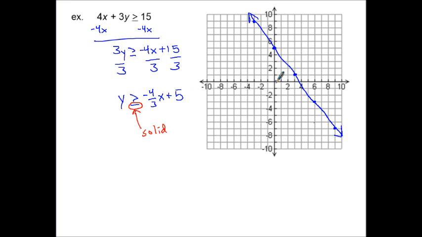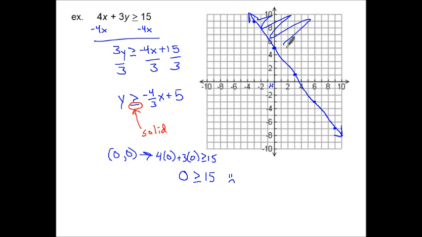And then again, I want to pick a point, and I'm going to pick the origin again just because it's available. And I've got 0, 0 that I'm checking, so what that gives me is 4 times 0 plus 3 times 0 greater than or equal to 15. Now I love actually having this form for the equation because everything on this side is a 0, so everything cancels out down to a 0. And I get 0 greater than or equal to 15. Well, that is certainly not true. So again, origin right here, big frowny face, doesn't work. But that means all these guys on this side are bad, and then all these guys on this side are good. So there's my solution.